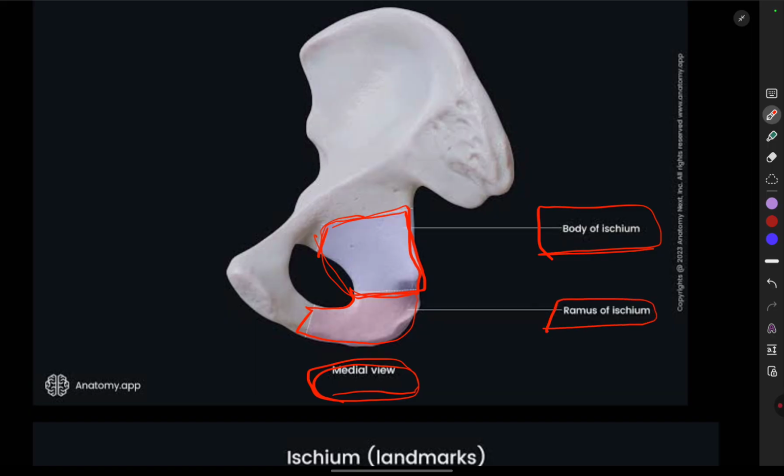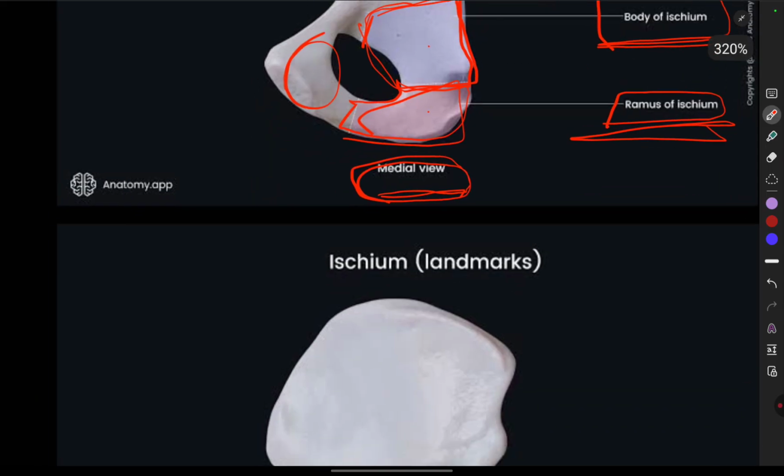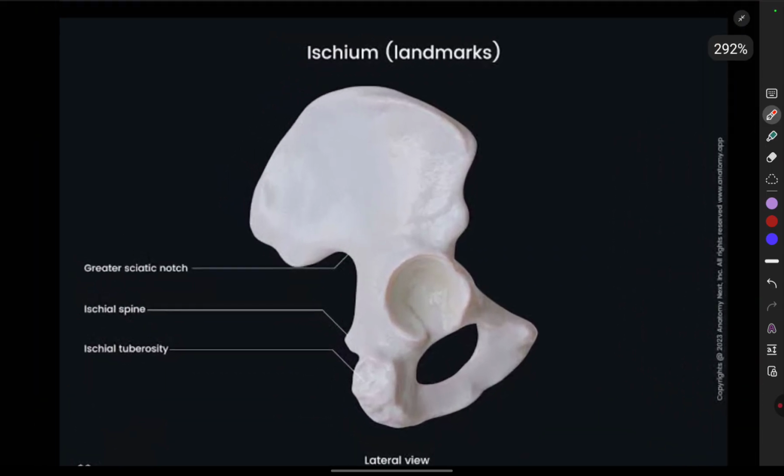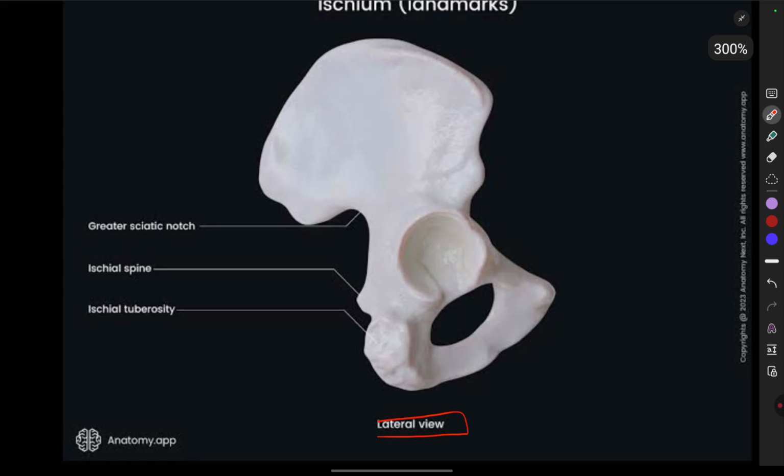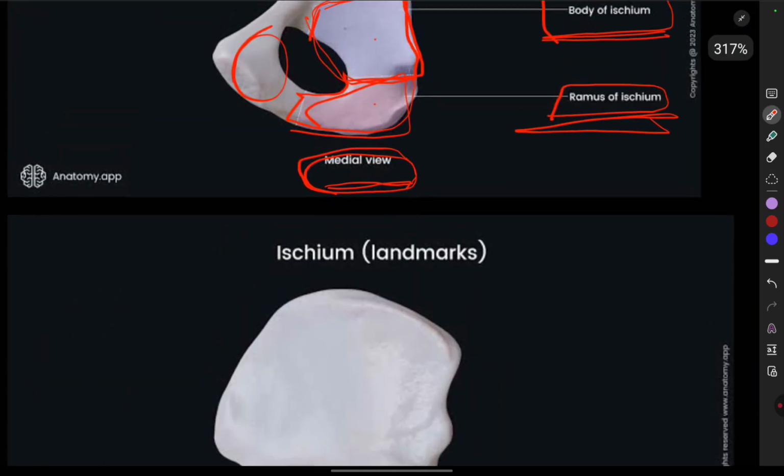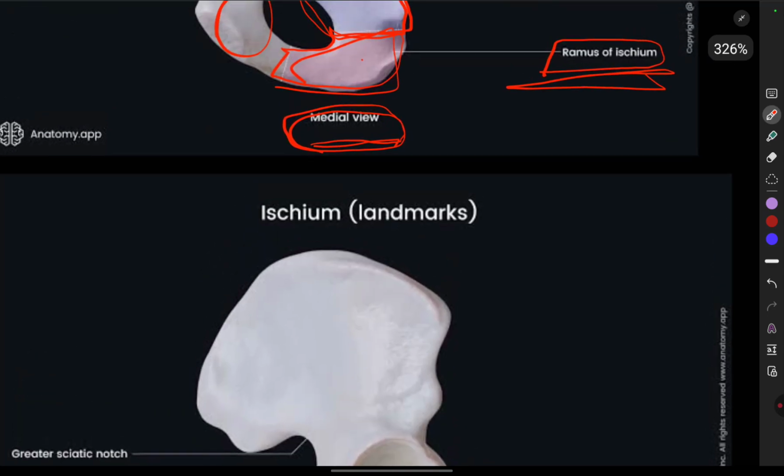So what is ramus? Ramus is a prominent part of a bone. It is connecting to this part. So this is the ramus of the ischium, and above that is the body of the ischium. This is seen from the medial side. Origins of muscles take place from these parts. Now from the lateral side, we have already seen from the medial side the body of the ischium and the ramus.